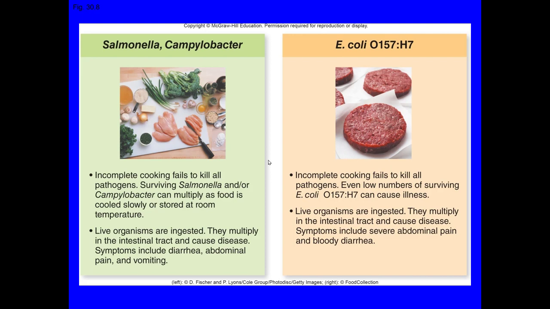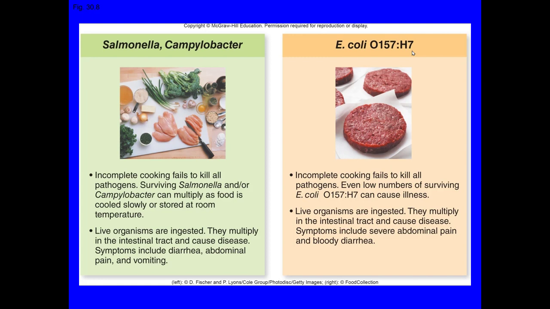E. coli, this is the nasty one I was mentioning to you earlier, the O157:H7. Even a small number of these organisms that survive can cause illness. And usually what happens is that this has been commonly seen with incomplete cooking of things like hamburger. Okay?